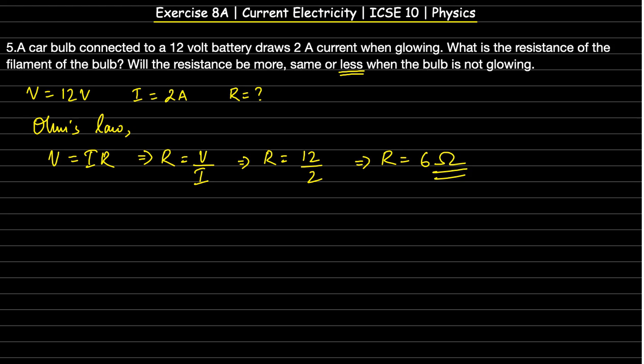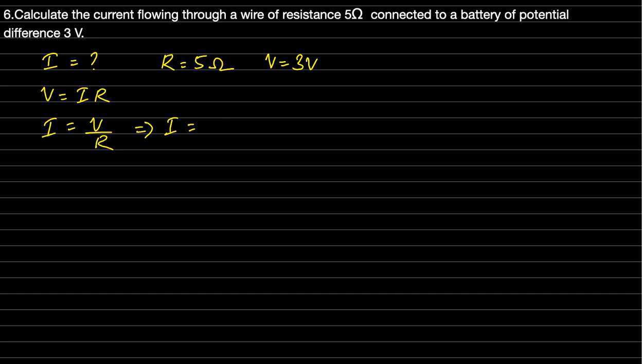Getting into the next question, that is sixth question. Calculate the current flowing through a wire. So we need to find the current. Resistance is given as 5 ohms and potential difference is given as 3 volts. Again Ohm's law, that is V is equal to I into R. So I would be equal to V divided by R. So I happens to be V is 3 divided by R is 5.